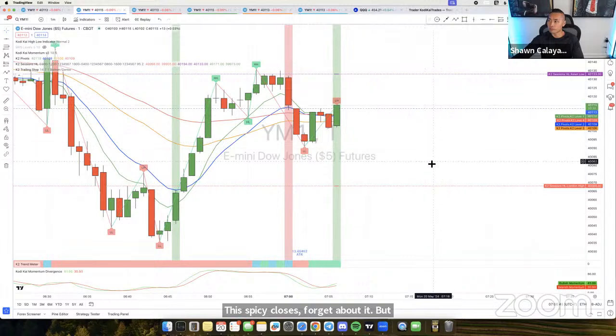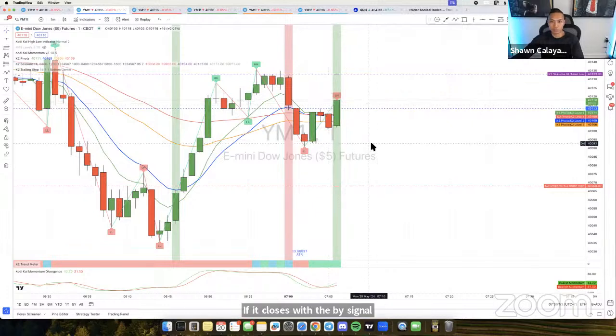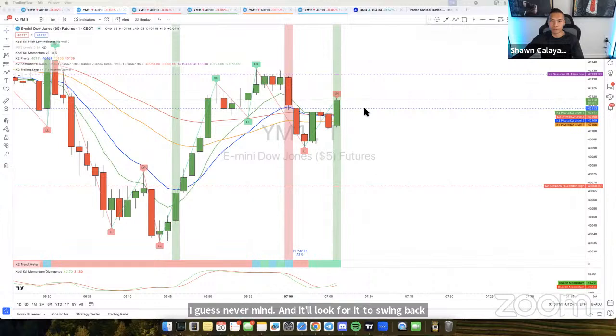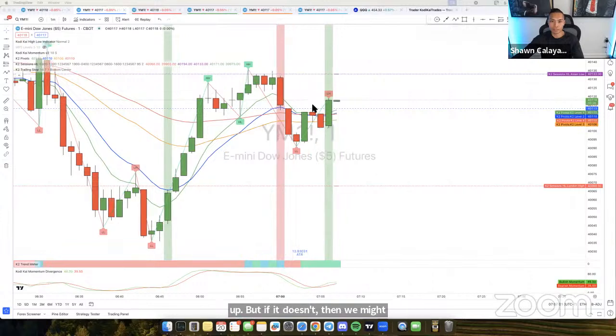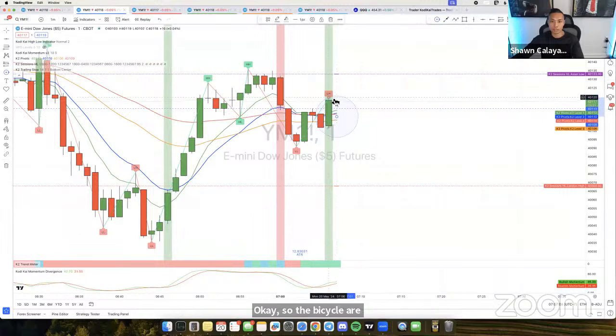I guess let's see. This candle has about 15 seconds left on it. If it closes with the buy signal, then never mind, and we'll look for it to swing back up. But if it doesn't, then we might be able to catch it on its way back down. Okay, so the buy signal here closed, but you guys can see here that the pivots can easily be bullish again.